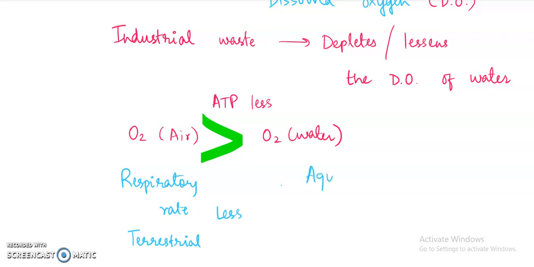So I am writing here, aquatic animals have higher respiratory rate. Respiratory rate is higher in them because the more the respiration they do, the greater the oxygen they will get in their body. The more the oxygen, the greater the ATP, the better would be the sustainability of them, right?